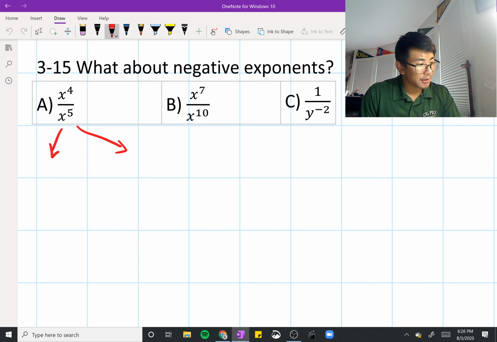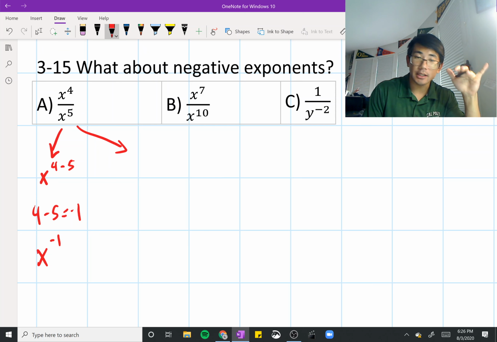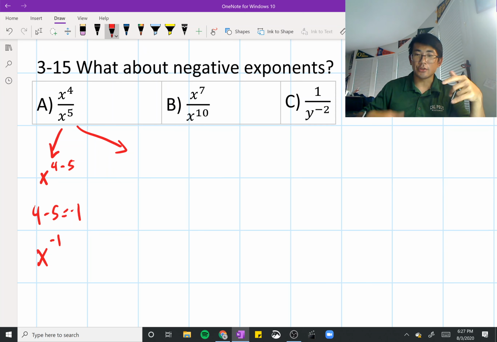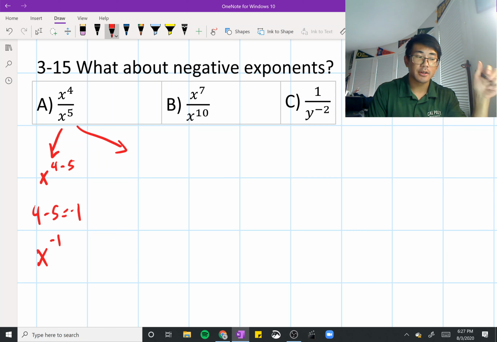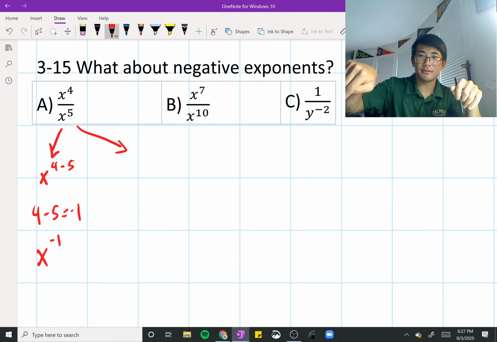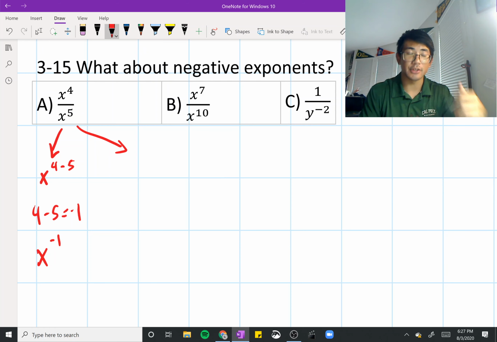So x to the fourth divided by x to the fifth would just be x to the 4 minus 5. Well, 4 minus 5 is equal to negative 1. And therefore, this is really just equal to x to the negative 1 power. Great. And that's totally legit. If you give a mathematician x to the negative 1, they actually know what you're talking about. This is what they'll have in their mind.